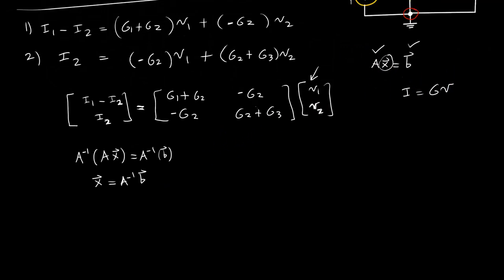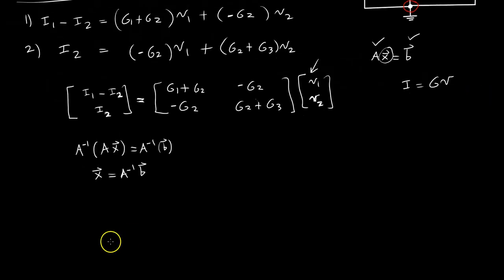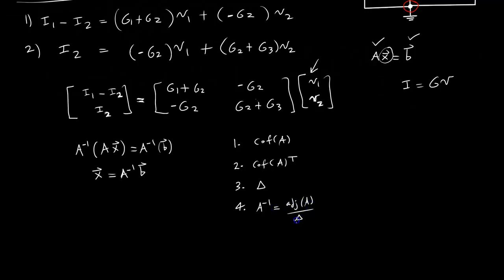So let's now remember what the steps are to actually find the inverse of A. To find the inverse of A, we have to first find the cofactor of A. Then we have to take the transpose of the cofactor, and also find the determinant. And finally, we use the adjoint and divide by the determinant. So A inverse is going to be the adjoint of A over the determinant, and the adjoint is simply the cofactor transposed.